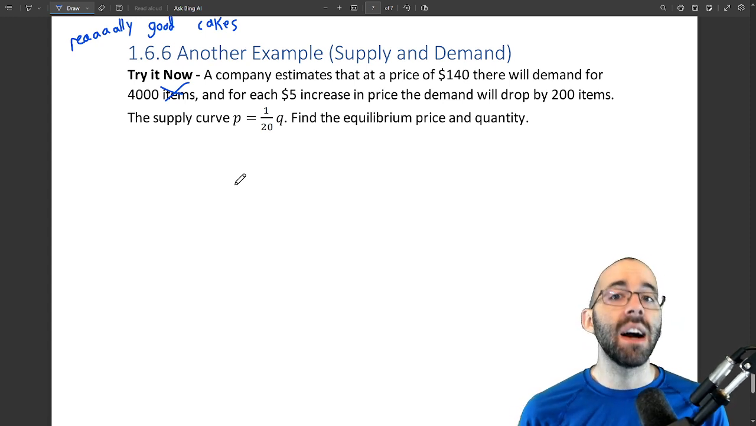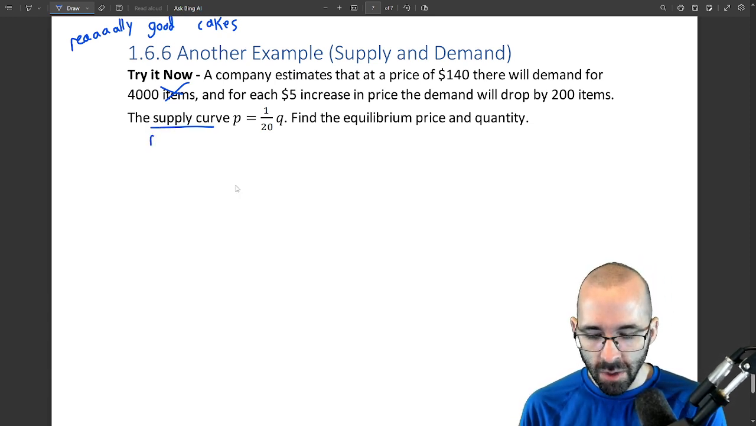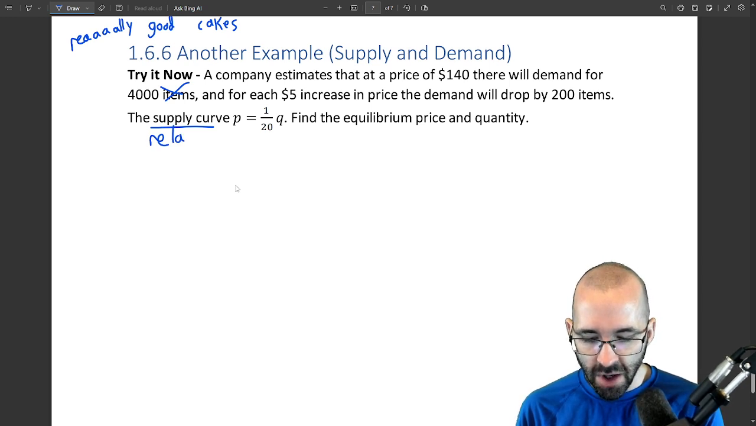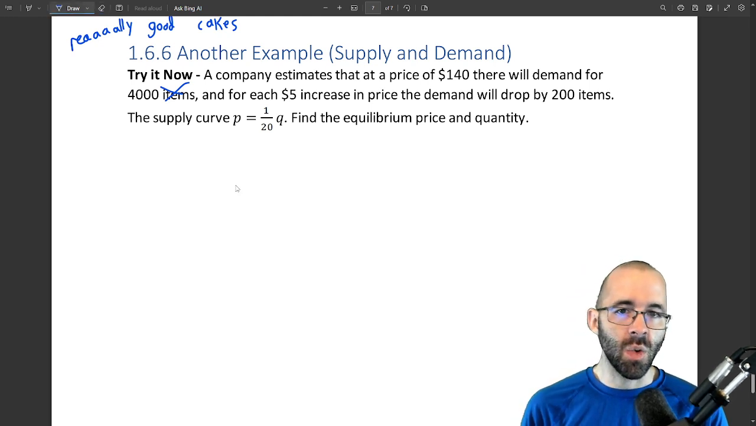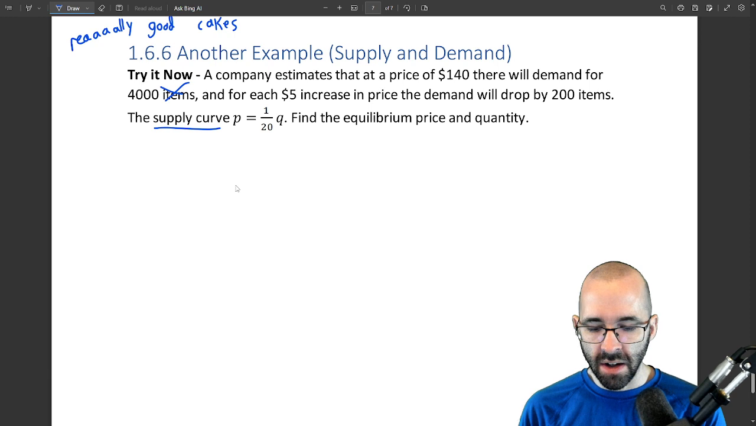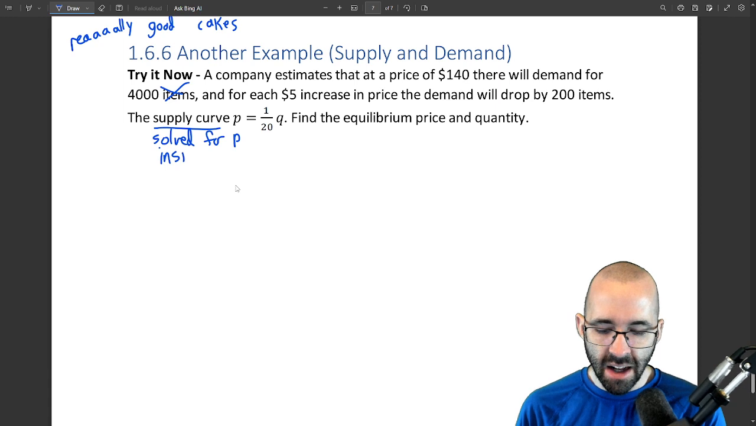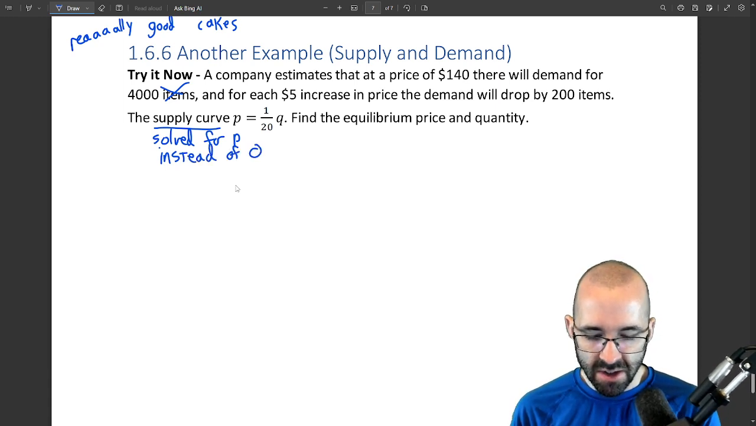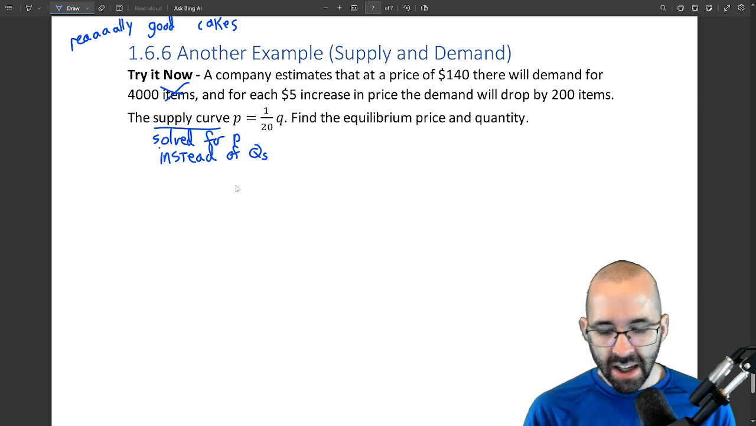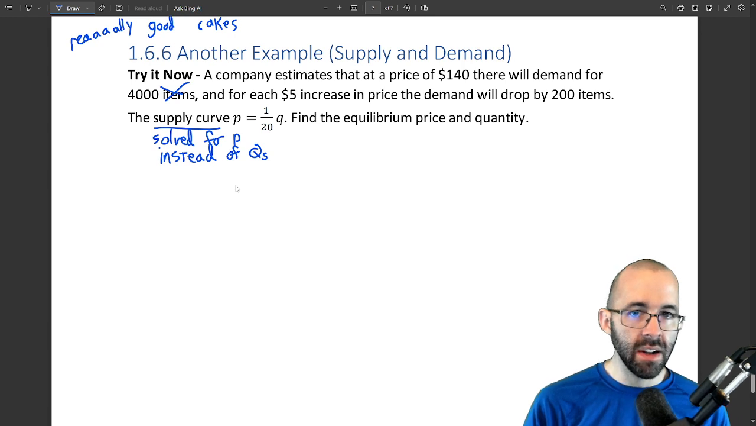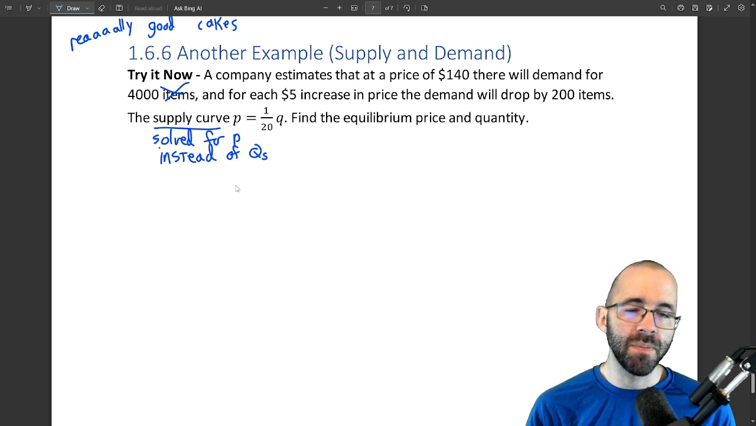So here's something called a supply curve. We haven't talked about this yet. Fun new definition. Supply curve relates... Oh wait, no, yeah, we have. This is Q sub S, right? It relates the quantity with the price, but this is going to be solved for P instead of Q sub S. For a second, I thought it was relating supply to demand. So this again still shows the quantity. This still shows supply with relation to price. It's just solved for the other thing and using a different variable.